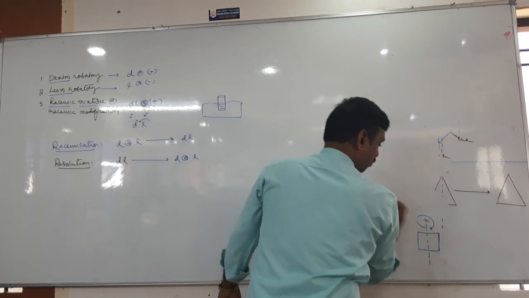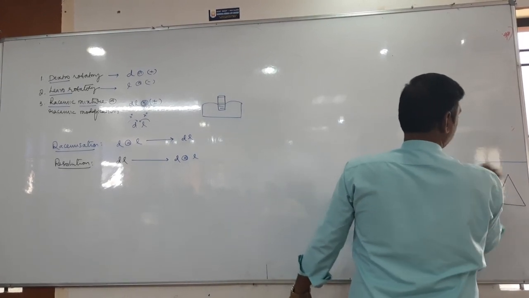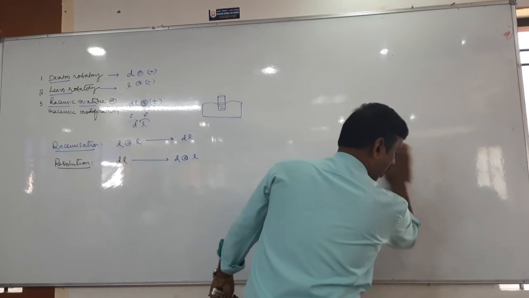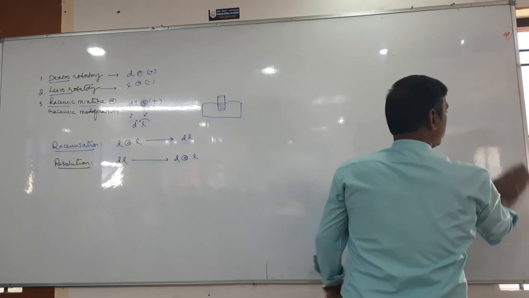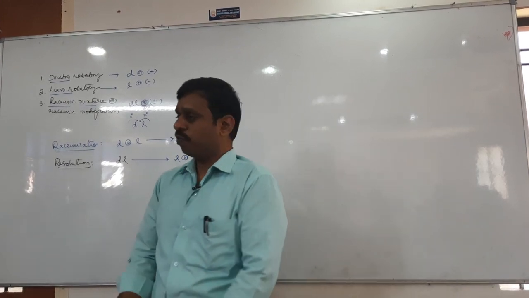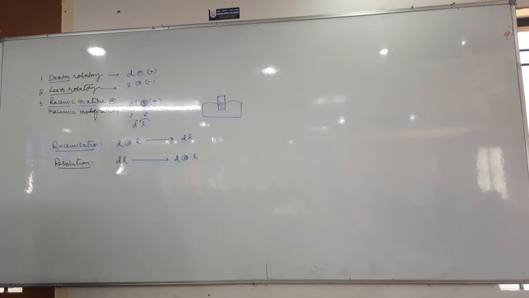Next, levorotatory. The optically active isomer which can rotate plane polarized light towards the left side, anti-clockwise direction, is called levorotatory. It is denoted by small letter l or minus.